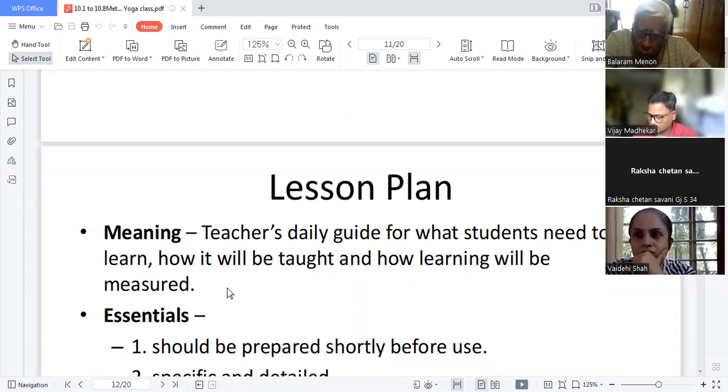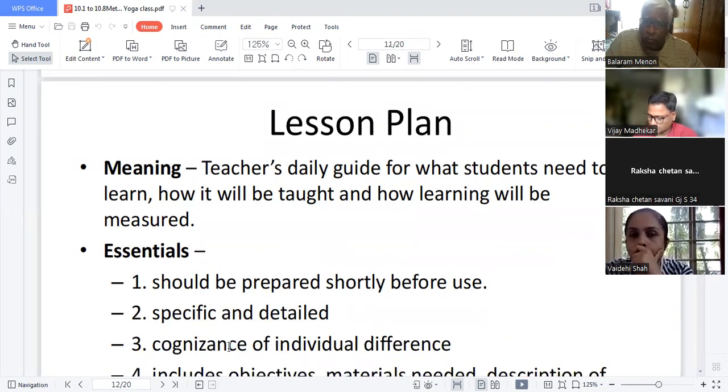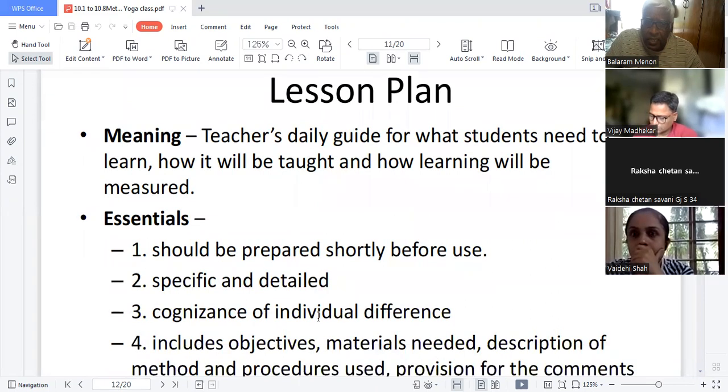So in this way we are making the body tuned up, slowly, slowly, with such postures, to better postures, like Sarvangasana, Viparitakarani Mudra, Halasana and all. Okay. Then, what are the essentials? Essentials should be prepared shortly before use. Specific and detailed. Cognizance of the individual differences.